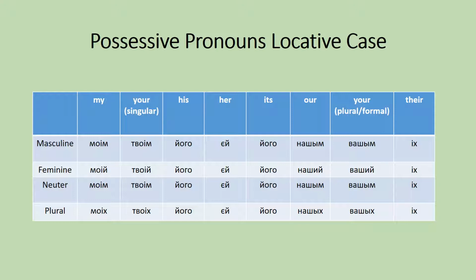Next, let's go on to the feminine. My is moi. Your singular is tvoi. His is yoho. Her is yea. Its is yoho.